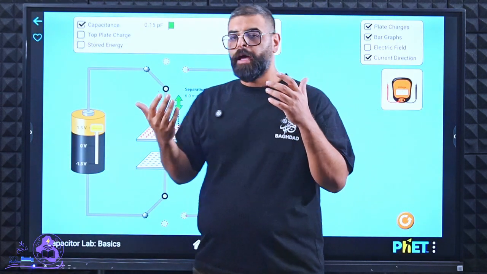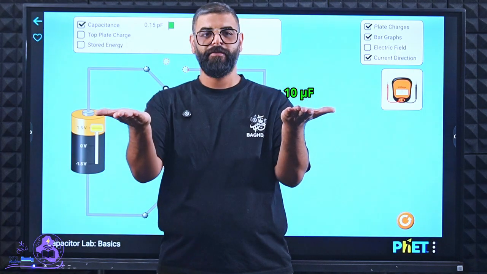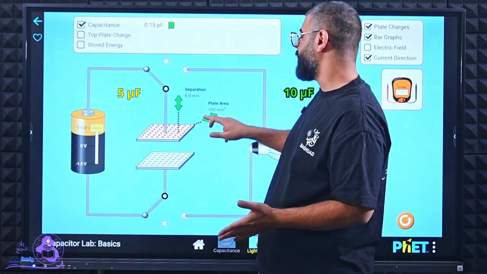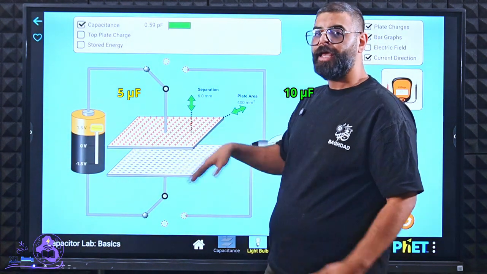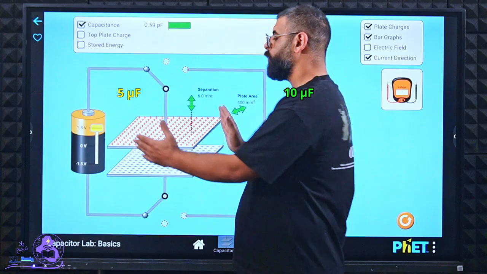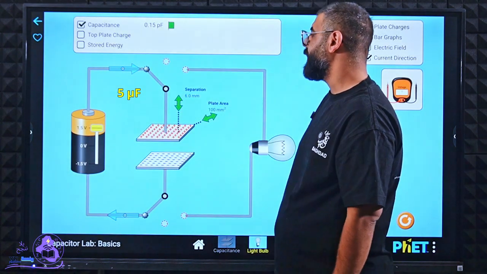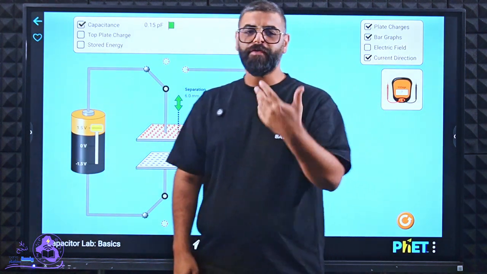So why was this capacitor 10 and why was this one 5? One of the reasons could be the area of the plates. The area of the plates at the 10 microfarad was like this. And then I produced another one with less area of the parallel plates, and it became a 5 microfarad. This is one of the reasons. And the other reason is what?